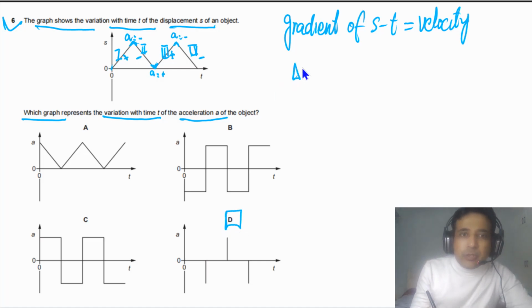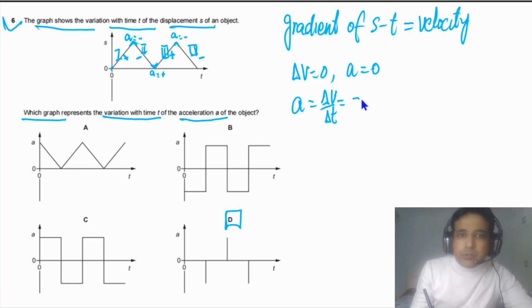Let me explain one more point. Delta V, if this is equal to 0, it means a is equal to 0. So in this case, you can see the final velocity is negative. So if we write down a, this is equal to delta V by delta T for a very short period of time.